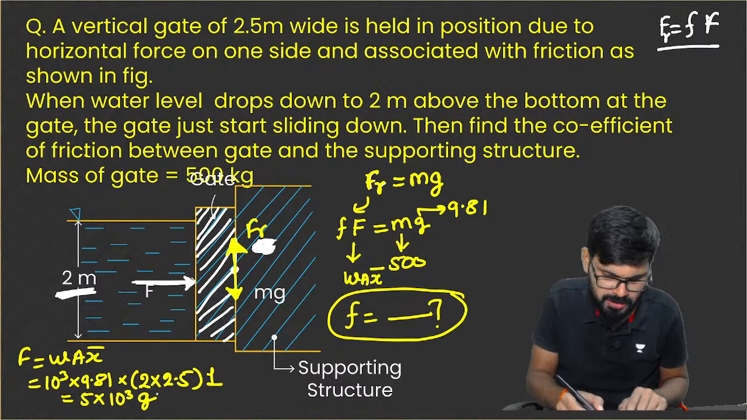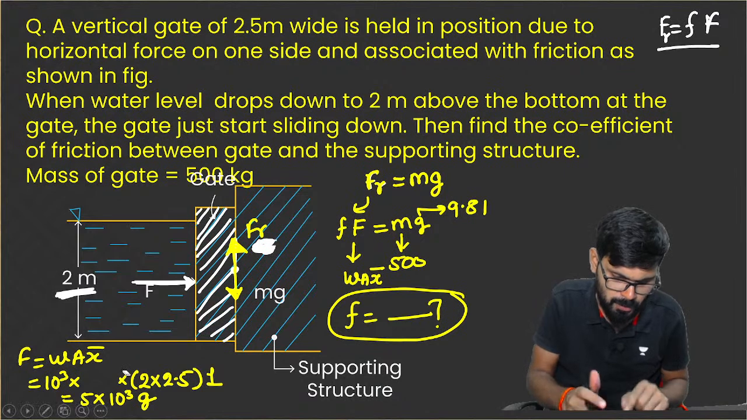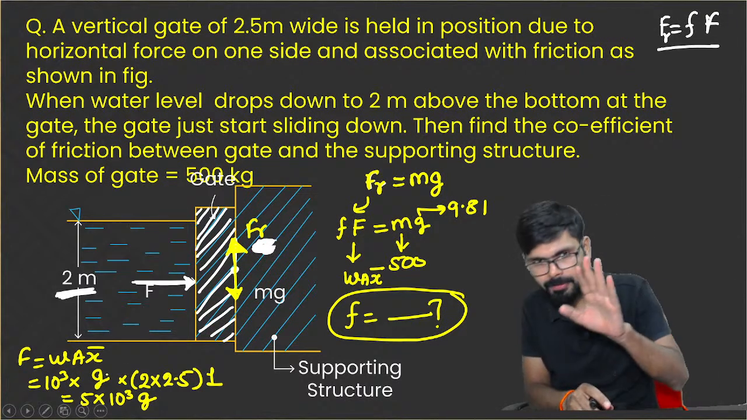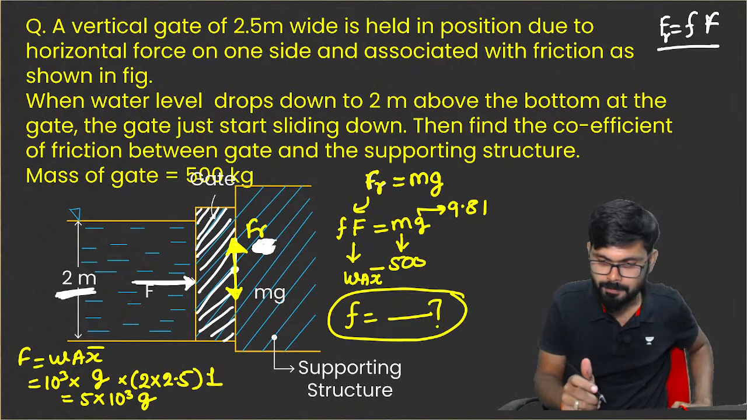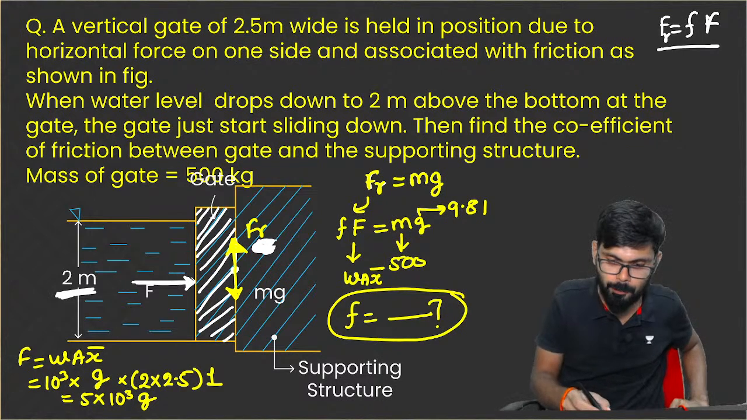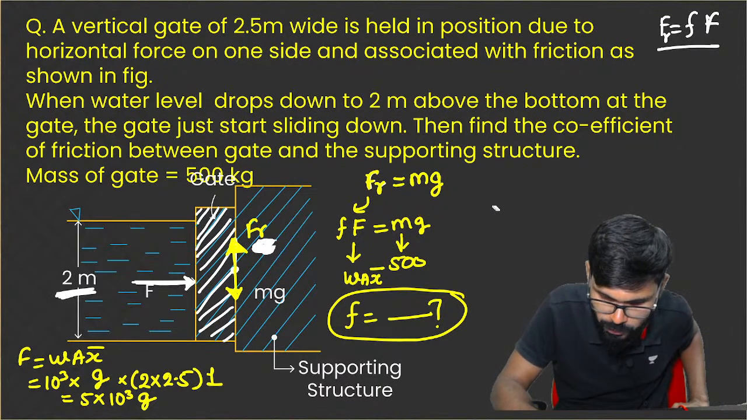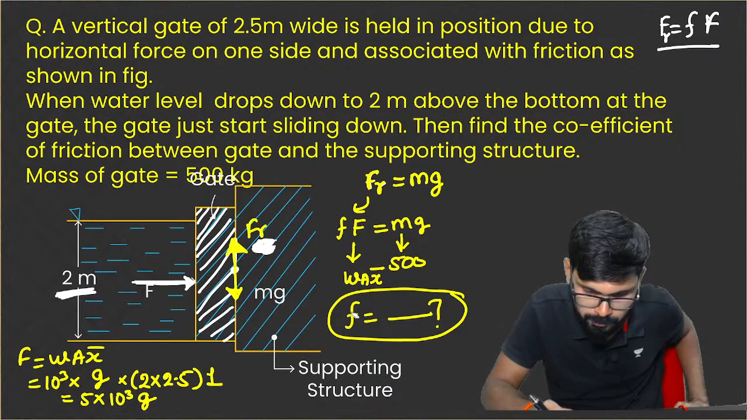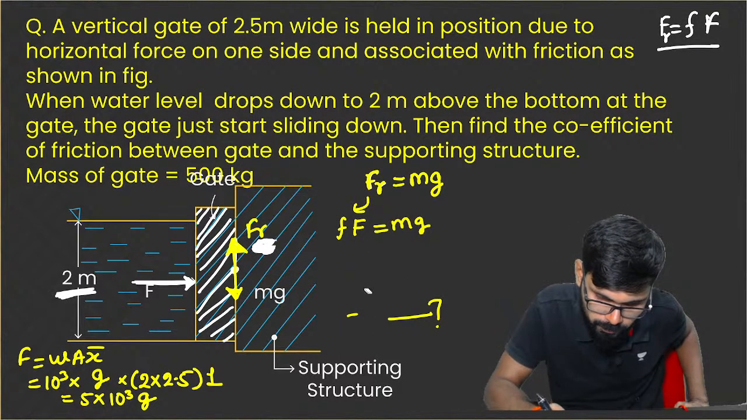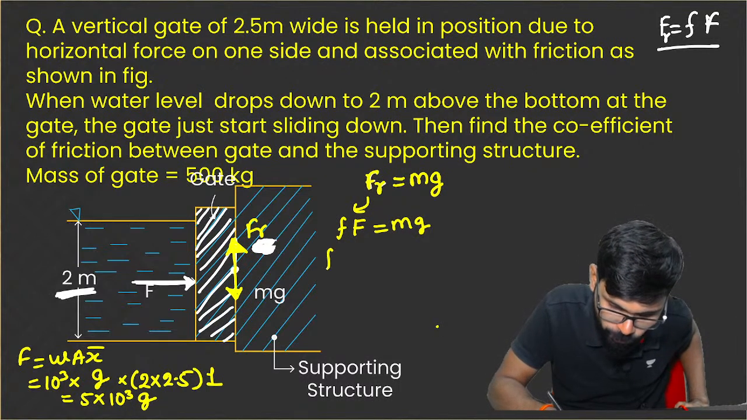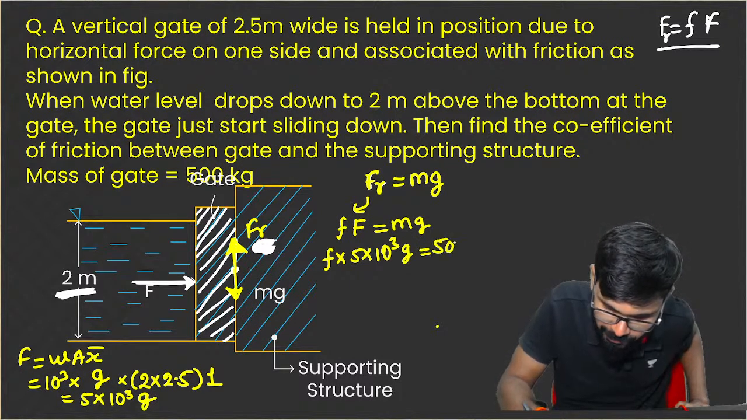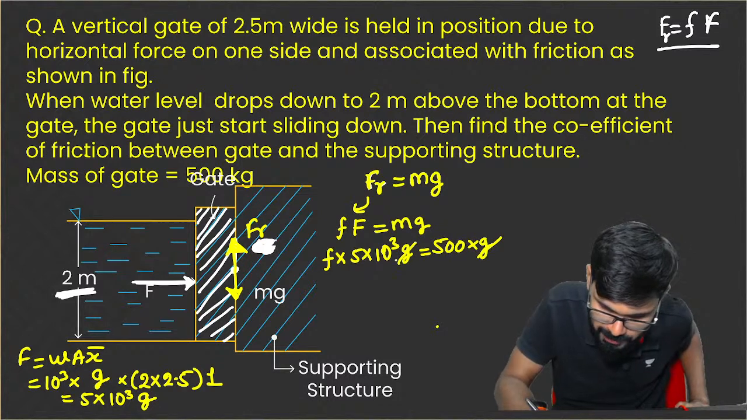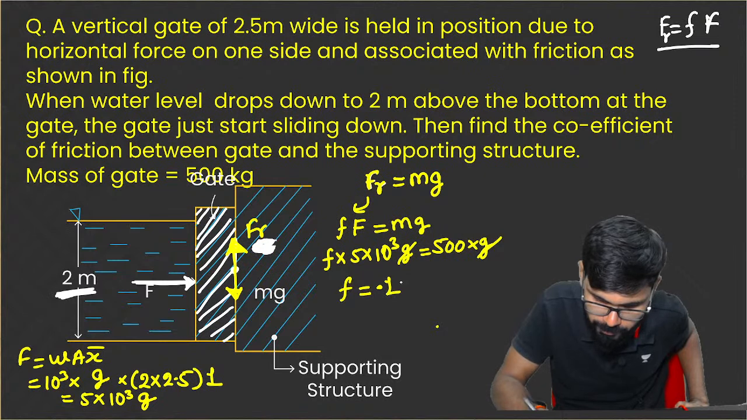Now put this F value here. g will cancel out, don't worry. Friction force into μ: that is 5 into 10 to the power 3 g is equal to m, which is 500, into g. The g's cancel out. The μ value will come 0.1.